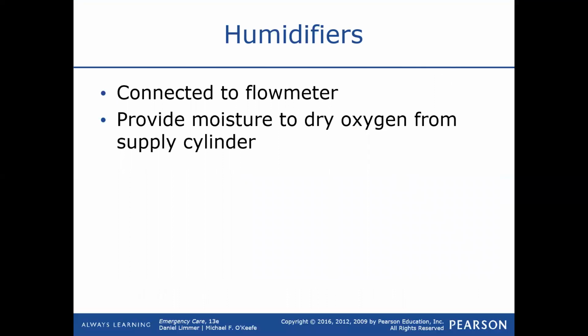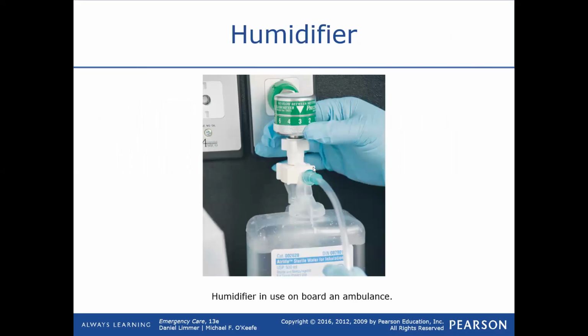Humidifiers. Okay, we don't use humidified oxygen very often, but it is a thing. It's a little bottle of water, basically, that we can connect to the flow meter. It provides moisture to the dry oxygen coming from the supply cylinder. They say you can use this mostly on pediatric patients or really long transports because the oxygen you're giving your patient will really dry out their airway pretty quickly. I've never administered humidified oxygen before. Some of you may have, or some people in your departments may have. Nothing says you have to use it. So there's just an example. Sterile water goes in through your flow valve.